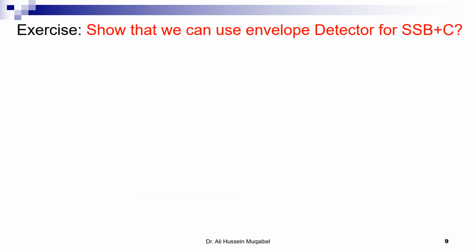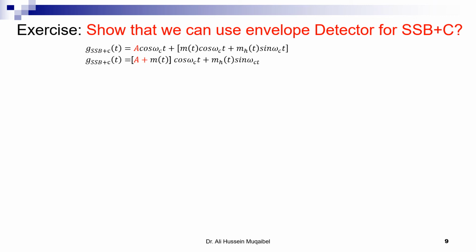In this slide, we show that we can use an envelope detector for single sideband plus carrier. We will start with the expression for single sideband plus carrier. We're using a plus sign here, and you remember that the plus sign is for the lower sideband. We can always use the minus sign. It would be the same proof, but it's just a matter of sign.